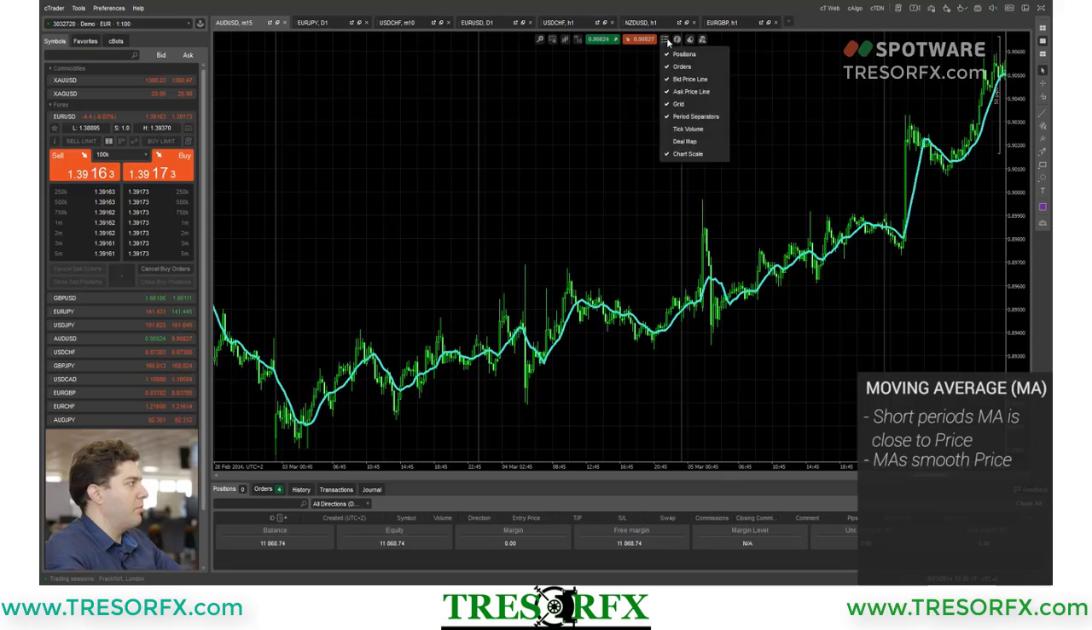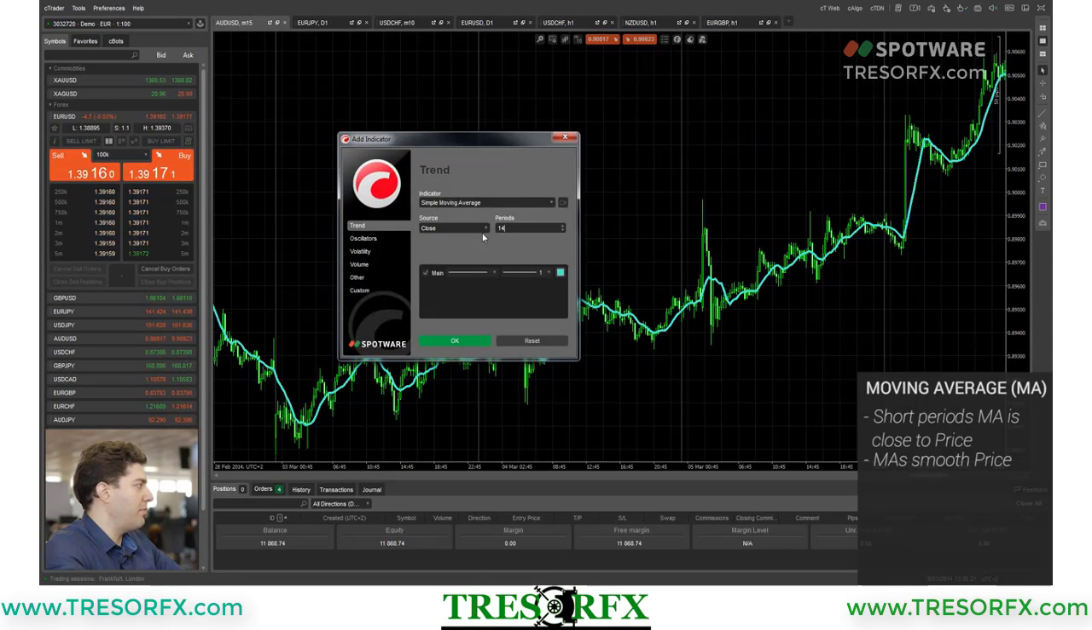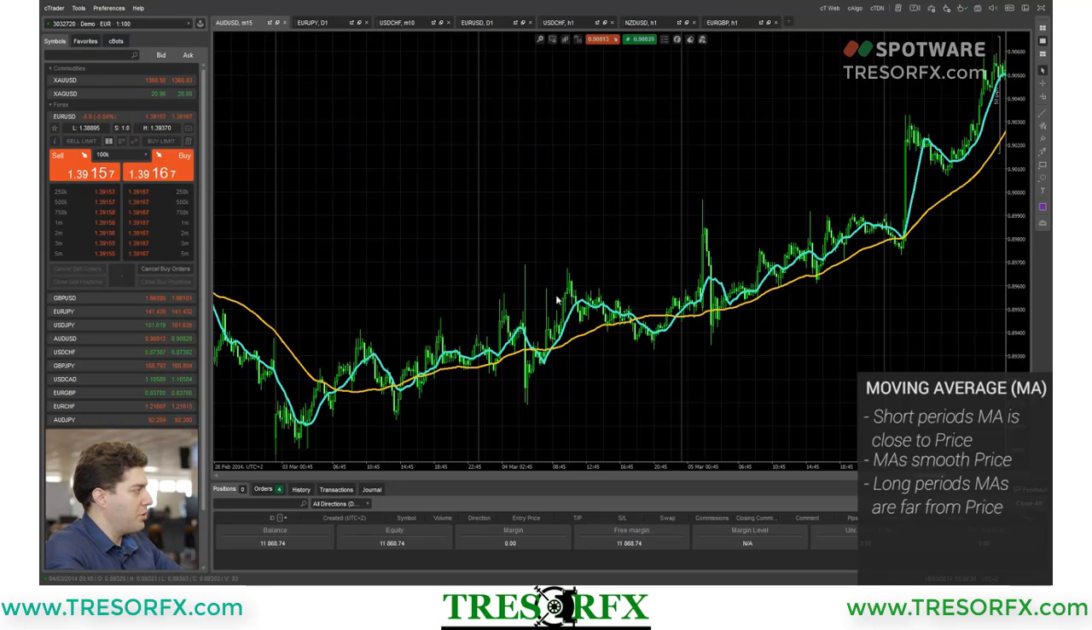A medium-term moving average, which is between 20 and 100 periods, is going to be farther away from the price. Maybe not 20, maybe 50 to 100. So let's plot a 50 period moving average with another color. Let's also make it fat. You see now that because it's more periods, more candlesticks are taken into account.